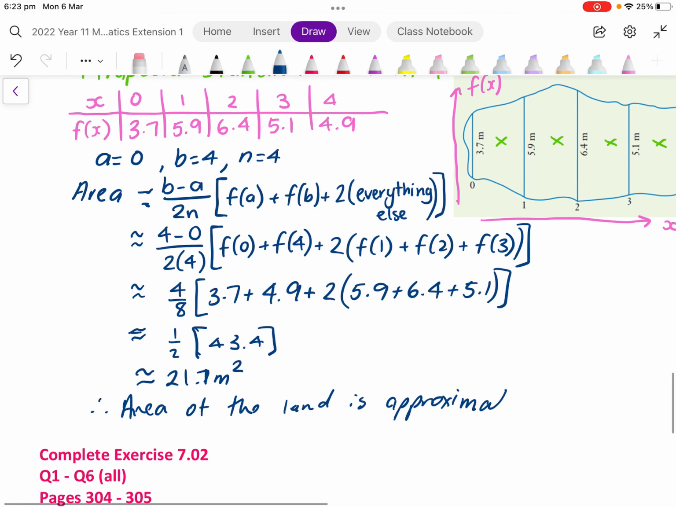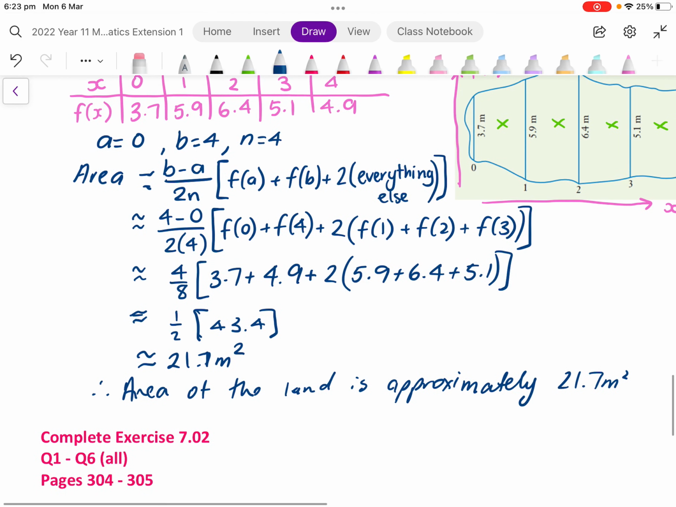21.7 meters squared. What we have now is you guys are going on and doing exercise 702, questions 1 to 6 all.